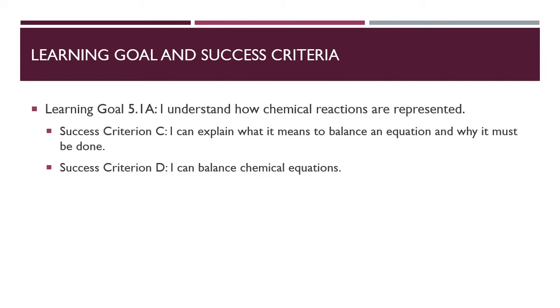Speaking of the learning goal, we are still on Learning Goal 5.1a: I understand how chemical reactions are represented. In this lesson, we will look at success criterion C: I can explain what it means to balance an equation and why it must be done. And also success criterion D: I can balance chemical equations.